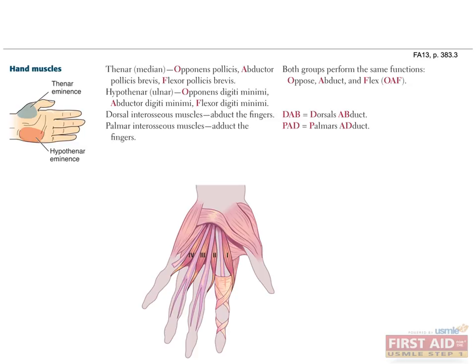The third set of muscles are the interosseous muscles, both the dorsal and palmar sets. The dorsal interosseous muscles abduct the fingers, while the palmar interosseous muscles adduct the fingers. The memory aid DAB and PAD is a great way to keep these two straight.